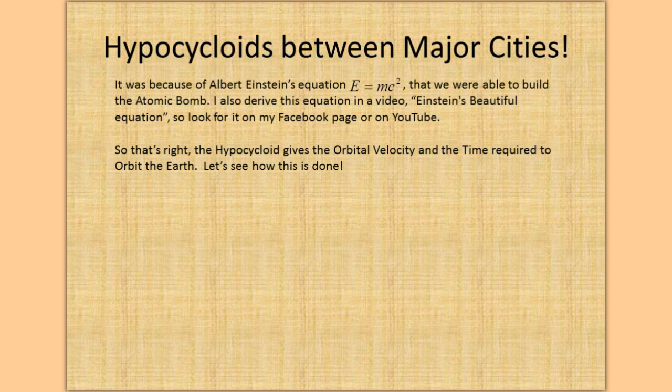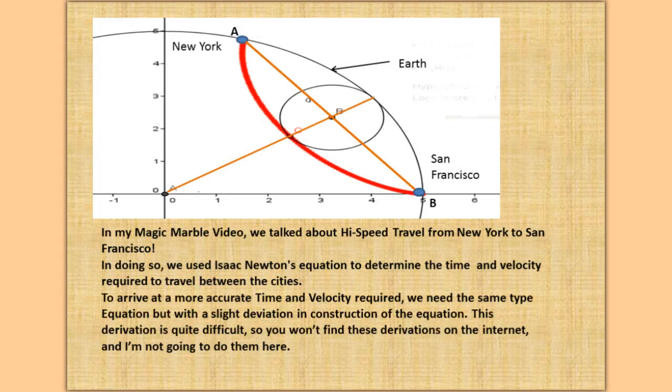So that's right. The hypocycloid gives the orbital velocity and the time required to orbit the Earth. Let's see how this is done. In my magic marble video, we talked about high-speed travel from New York to San Francisco, and we're going to do that again. In doing so, we used Isaac Newton's equation to determine the time and velocity required to travel between the cities on a hypocycloid.